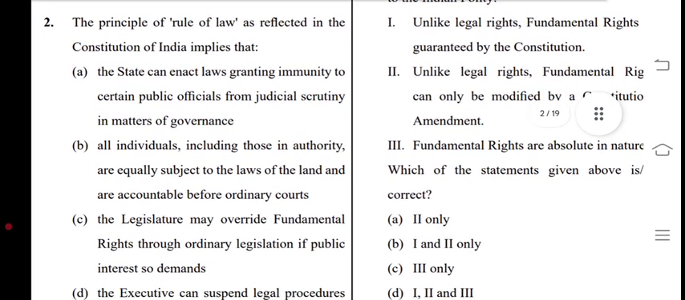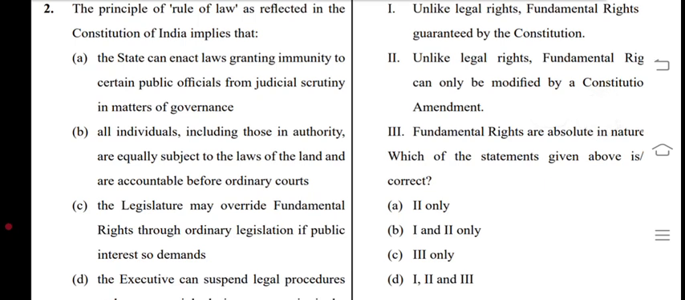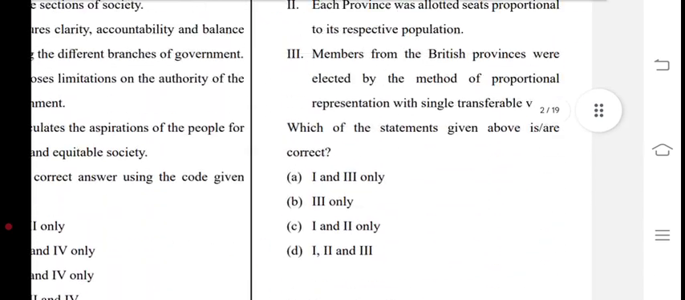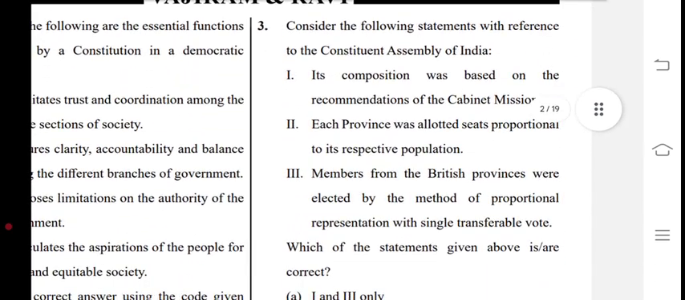Rule of law. The state can enact laws granting immunities. This is correct. Question number 3 देख लेते हैं.